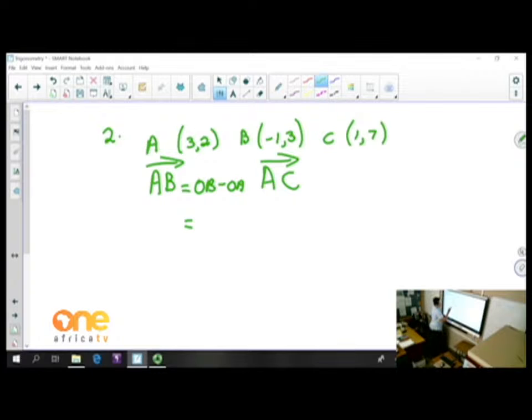So I can write coordinates as column vectors. We said that also in the previous lesson. My coordinates can change to column vectors because it's from that origin. It's a position vector that we have there. So this vector A is then (3, 2), and the vector B is (-1, 3), and the vector C is (1, 7).